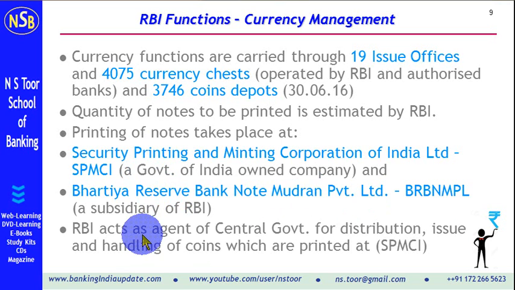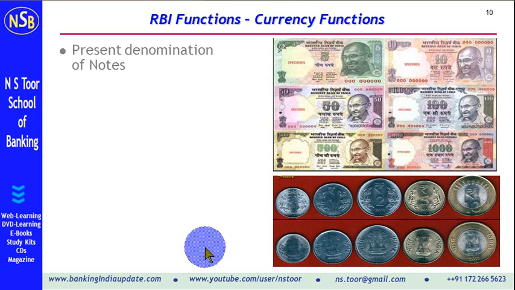RBI acts as agent of central government for distribution, issue and handling of coins which are minted at SPMCI. So coins are minted at SPMCI, and Reserve Bank of India acts as agent of central government for distribution of coins, issue of coins and handling of coins.